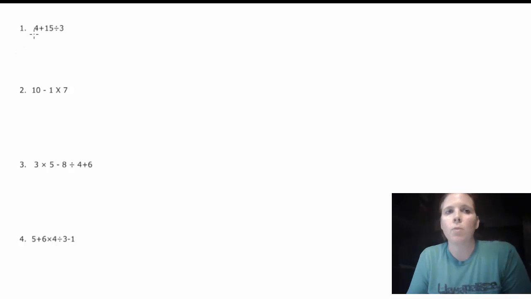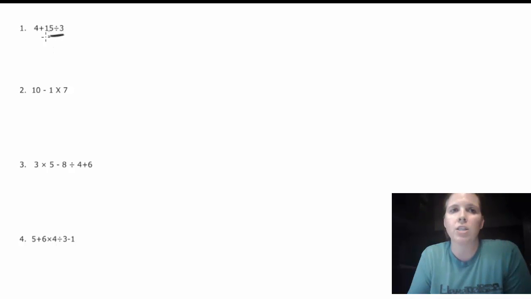Okay, so number 1, 4 plus 15 divided by 3. When we look at this problem, we have to decide, what are we going to do first? We are not going to add 4 and 15, because in my parentheses, exponents, multiplication, division comes before addition and subtraction. So we're going to do the 4 plus, go ahead and rewrite it. Yes, I know that's annoying, but just do it. 15 divided by 3 is 5. Now we have 4 plus 5, which equals 9. Okay? If you add the 4 and the 15 first and then divide by 3, you're going to get the wrong answer. Okay, you're going to get 19 divided by 3.